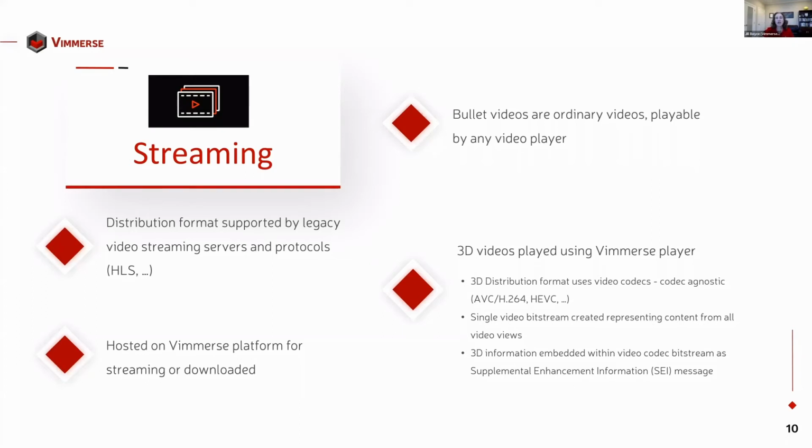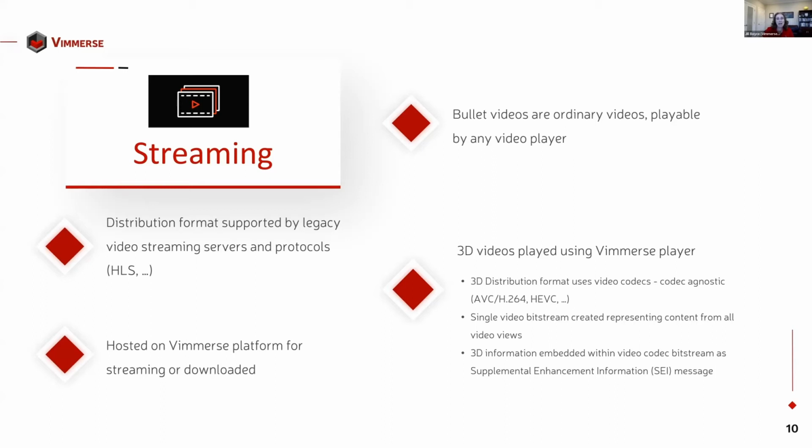But then the 3D video is what gives the control to the viewer. So 3D video provides that ability to navigate. And for our format, the video format is also using the ordinary video coding and can be used with any standard video codec. So a single video bit stream is created that represents the content from all of the available video views. And then additional data is provided that represents the 3D scene, such as the camera parameters.